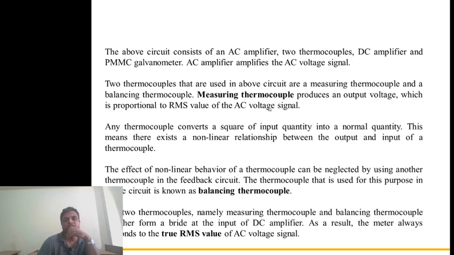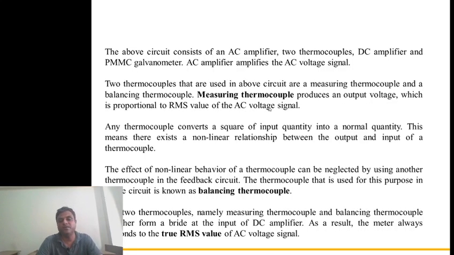The two thermocouples used in the above circuit are a measuring thermocouple and a balancing thermocouple. The measuring thermocouple produces an output voltage which is proportional to the RMS value of the AC voltage signal. Any thermocouple converts the square of the input quantity into a normal quantity. This means there exists a non-linear relationship between output and input of the thermocouple. The effect of non-linear behavior of the thermocouple can be neglected by using another thermocouple in the feedback, so that this particular feedback circuit actually forms a bridge. The thermocouple used for this purpose is known as the balancing thermocouple.